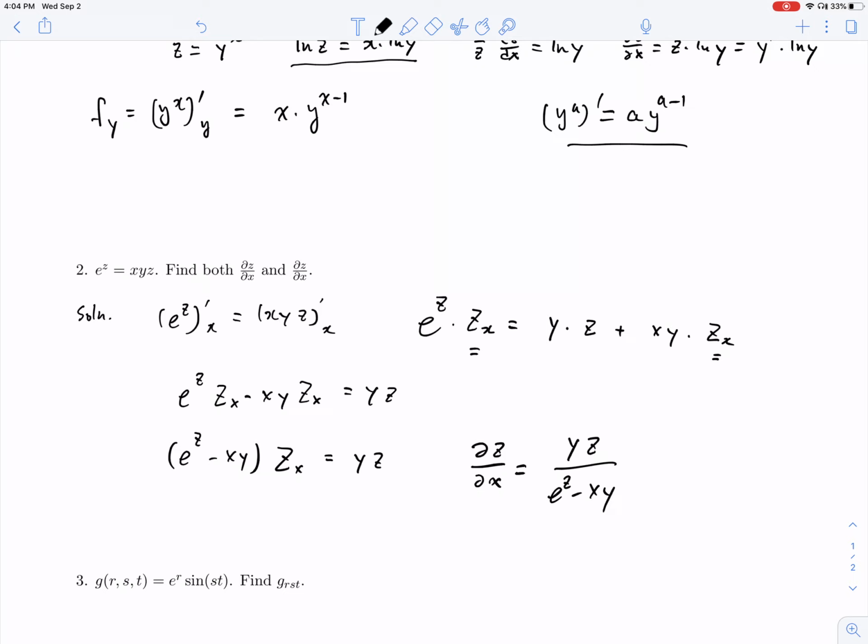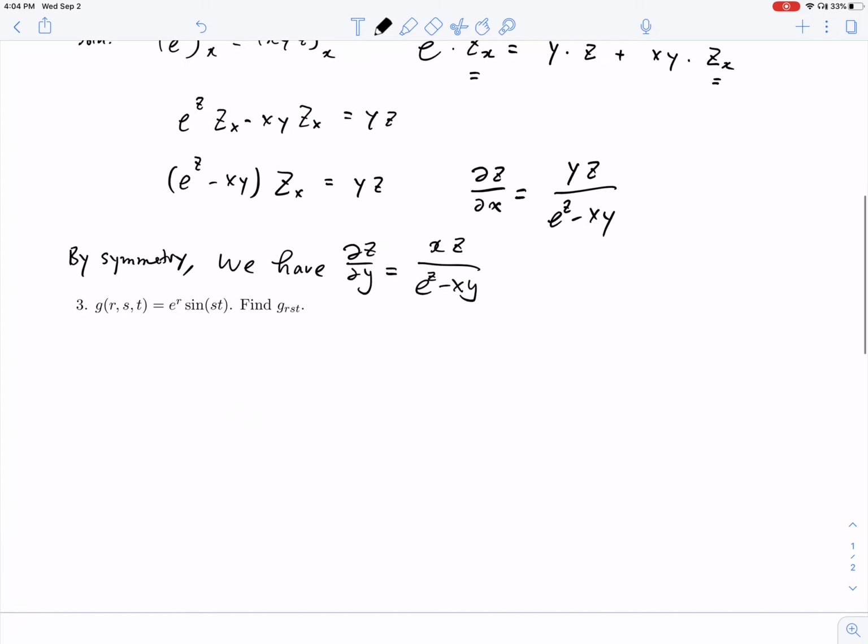That's what we have. Now, we are supposed to do the second one, partial z, partial y. But I think I'll leave that to you because it's completely symmetric. In fact, by symmetry, we have partial z, partial y is equal to xz over e to the z minus xy. You can easily verify. Okay.